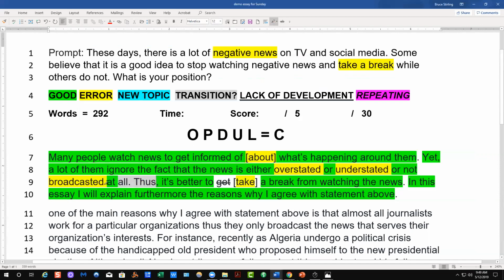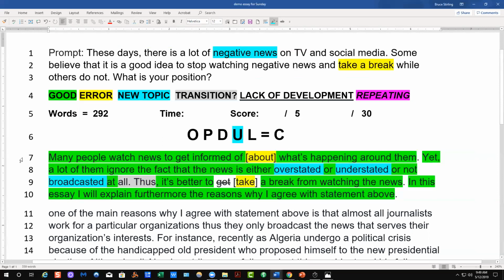So even though this paragraph is very well written, there are some issues, namely, the big one is lack of topical unity between where we are here, right? The lack of topical unity between negative news, right? I mean, you're talking about overstated news. Overstated news is not negative news. It's a different process. Negative news is not understated news. Negative news is... I'm not sure what the connection is between not broadcasting news at all, right?